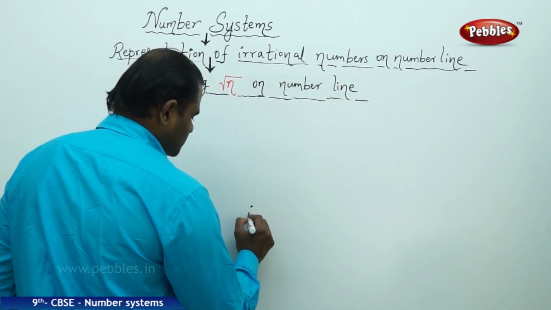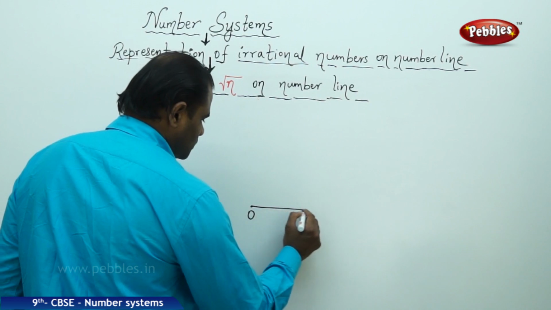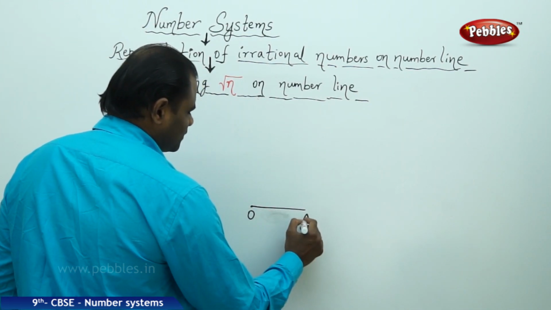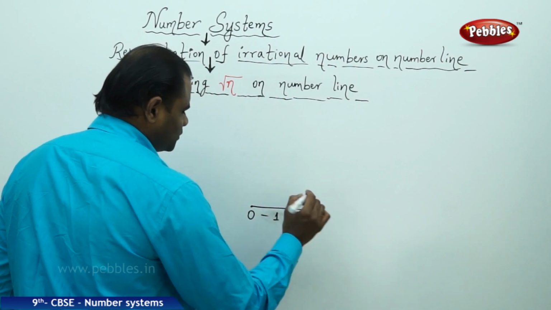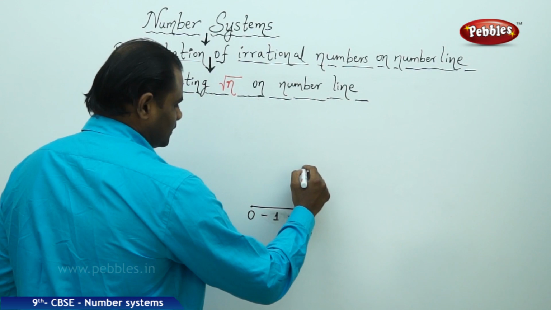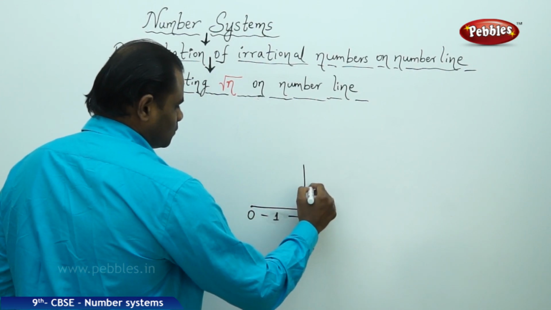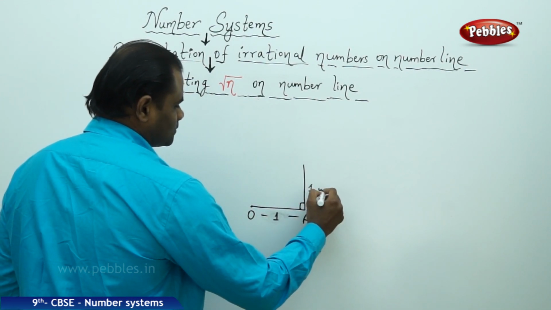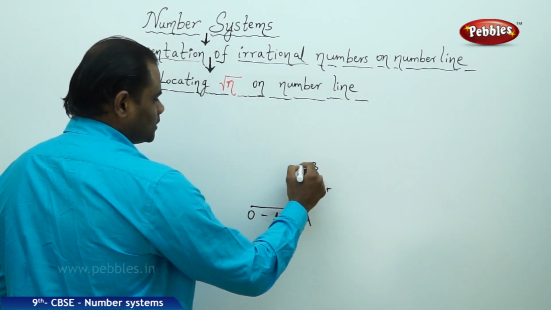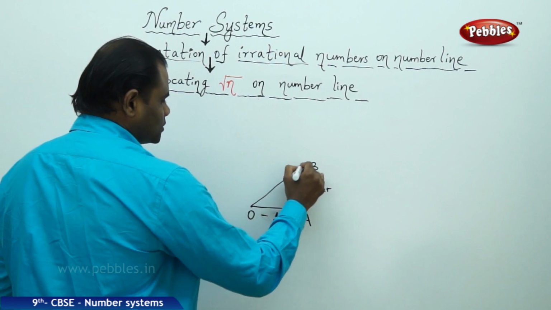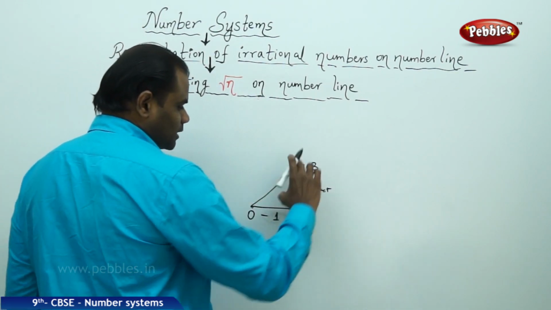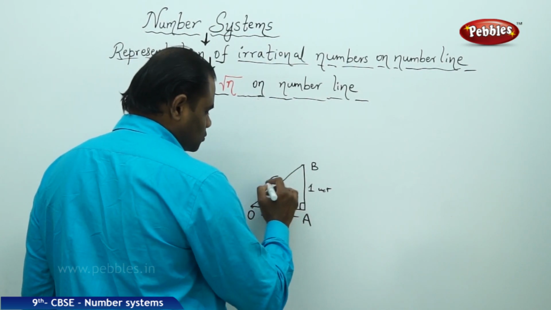Let me just take O and A, and here I have A, and this is 1 unit, and then I have this to be also 1 unit with 90 degrees. Then from here, when I take this to be B, I have OB clearly, which is root 2 from Pythagoras theorem. So this is 1 unit and this is 1 unit. So this is root 2.